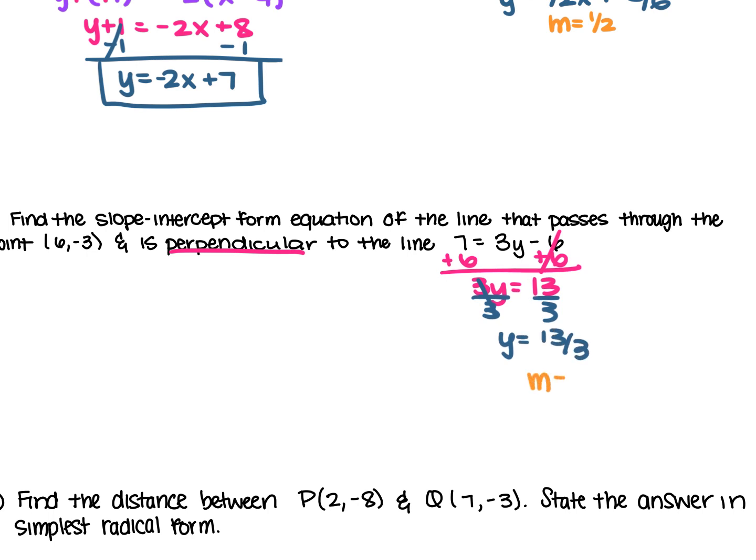The slope of this line, since its y is equal to just a number, is 0. So the perpendicular slope would be undefined. If the perpendicular line is undefined, then that means that it has to be x equal to a number. If x is equal to a number and our x value is just the 6, we're going to have x = 6 as our equation. You will not be getting a question like this on your test tomorrow.